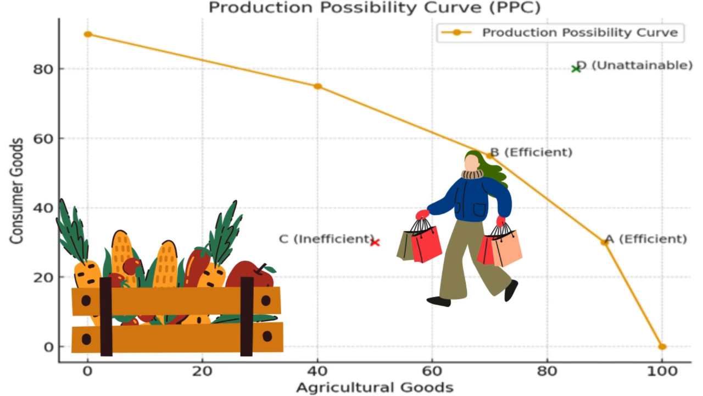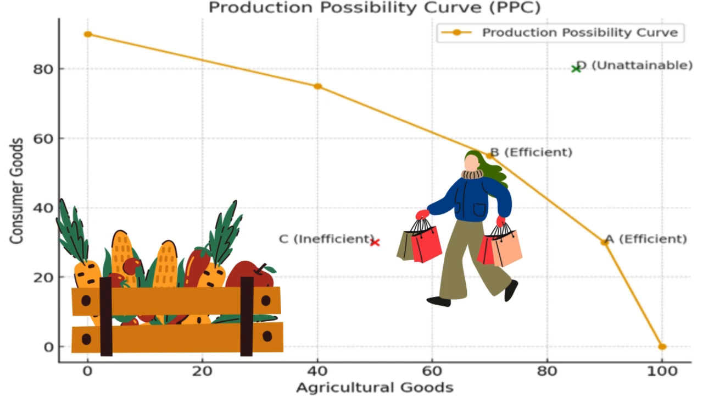So, to sum up, the PPC is a powerful model. It shows us that scarcity forces us to make choices. Every choice involves an opportunity cost, and efficient allocation of resources is essential for achieving the best possible outcome for society. Finally, let's look at a simple diagram of the PPC.